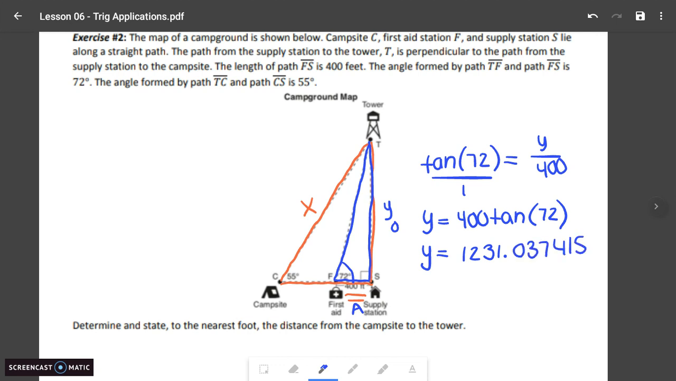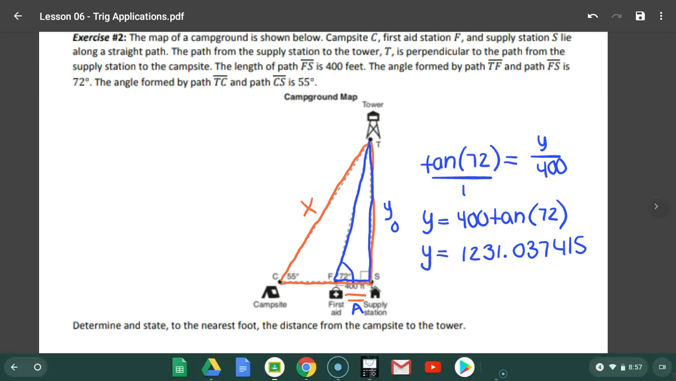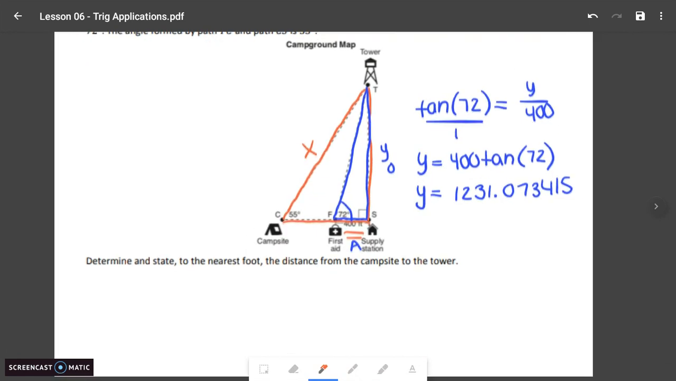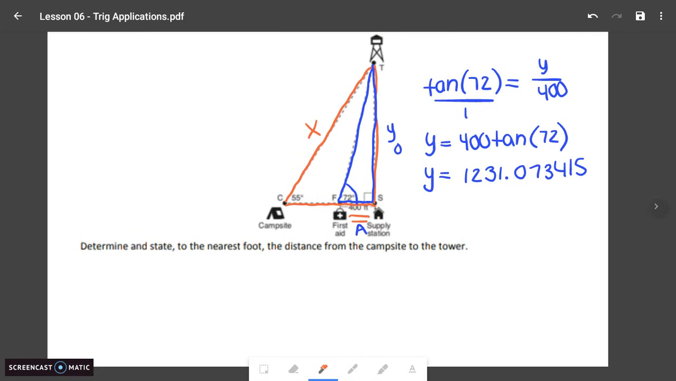1,231.037415. Now, I'd be careful rounding because we're not done with this number yet. We're going to need it for the second part. So I would leave a couple decimal places. Like we have 6 here, and I would let the calculator do the work for me in that case as well. So just keep that in mind for now. 1,231.073415. I originally wrote 37, so just switch those for me.